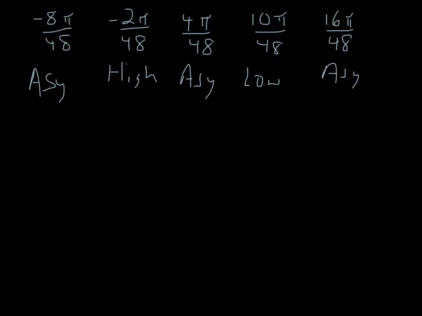So, our asymptote occurs at our K. So, this is at negative 2, negative 2, negative 2. Our high point was 2. Our low point was negative 6. And these are the main points that I'm going to be plotting on my curve.